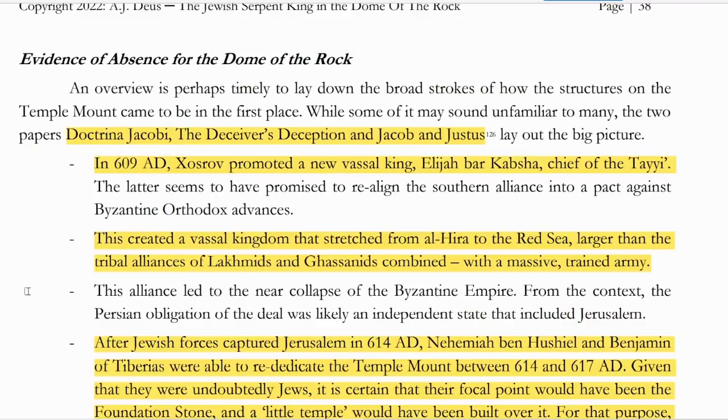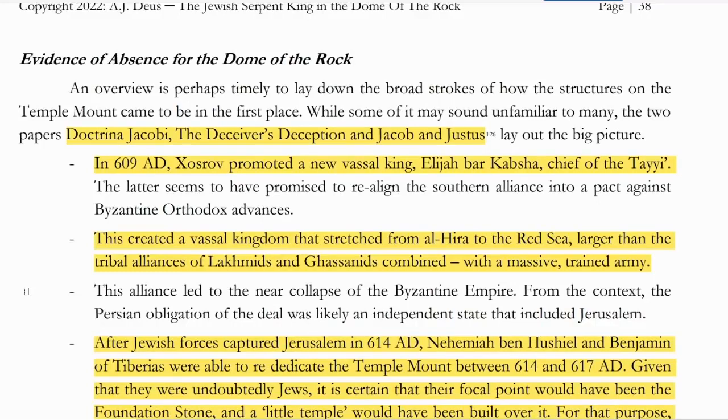So an overview is perhaps timely to lay down the broad strokes of how the structures on the Temple Mount came to be in the first place. While some of it may sound unfamiliar to many, the two papers, Doctrina Jacobi, The Deceiver's Deception, and Jacob and Justice, lay out the big picture. In 609 AD, Khosrow promoted a new vassal king, Elijah bar Kapsha, chief of the Tayyi.